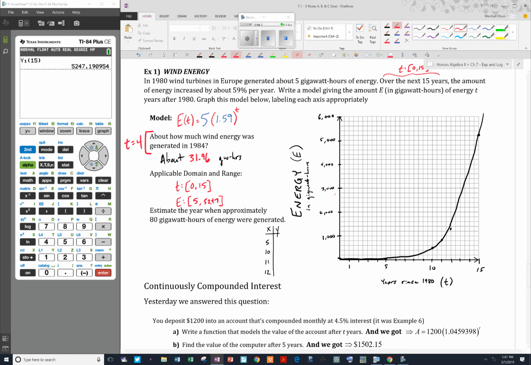So these are values that we could actually plot in order to graph this thing, because it does ask us to graph it. Oh yeah, it does, it says right there, graph this model below.